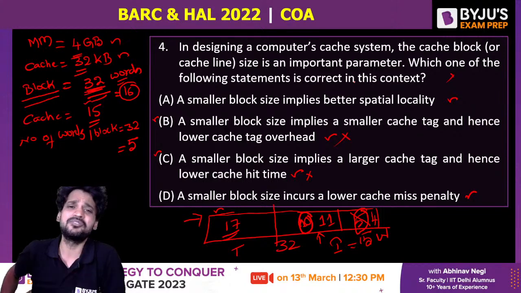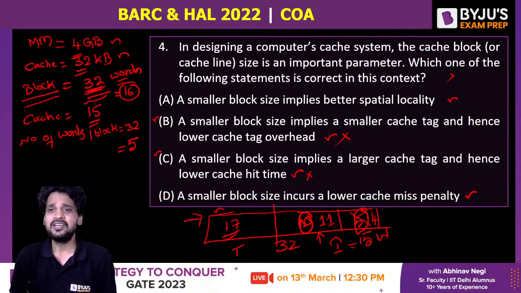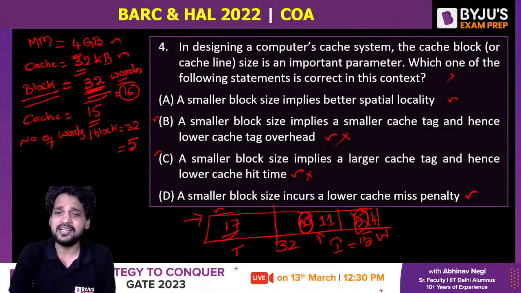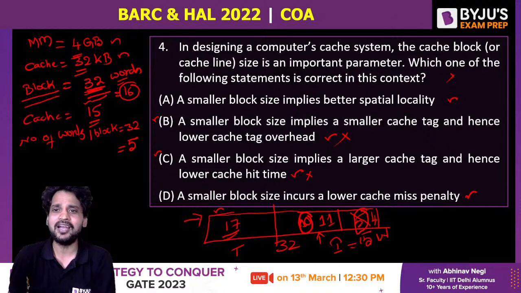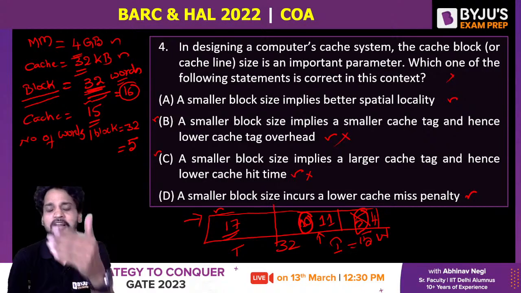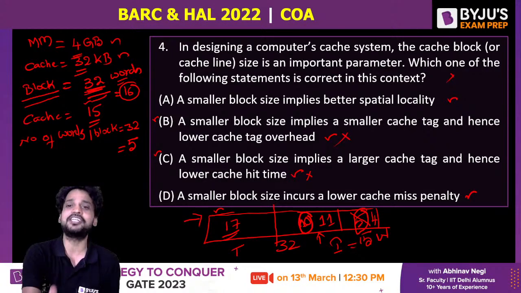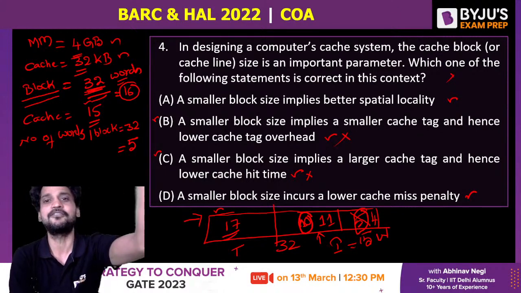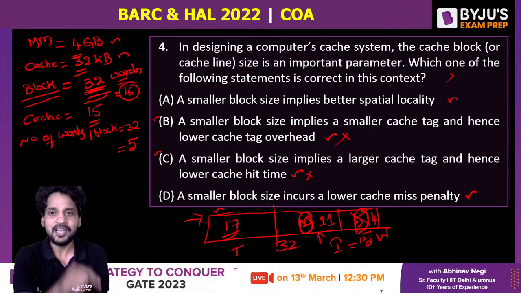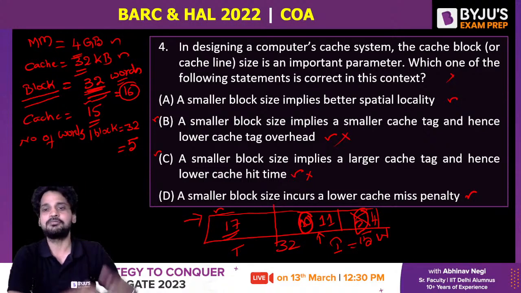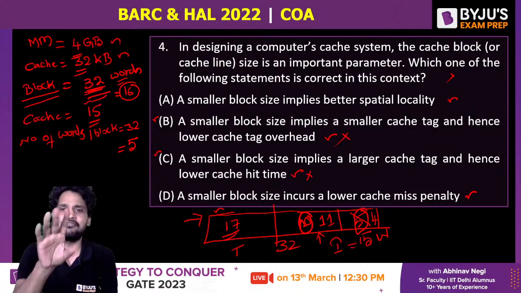Now understand what is this? Is it making any sense? If you want to have a better spatial locality, the block size should get increased, right? Tell me, what is the locality of reference? There are two localities of reference: temporal locality and spatial locality. Temporal locality states that if you access a word right now, that word will be accessed in the near future. For that purpose, you need to bring that word from the main memory and place it in the cache memory. It is talking about only one word.